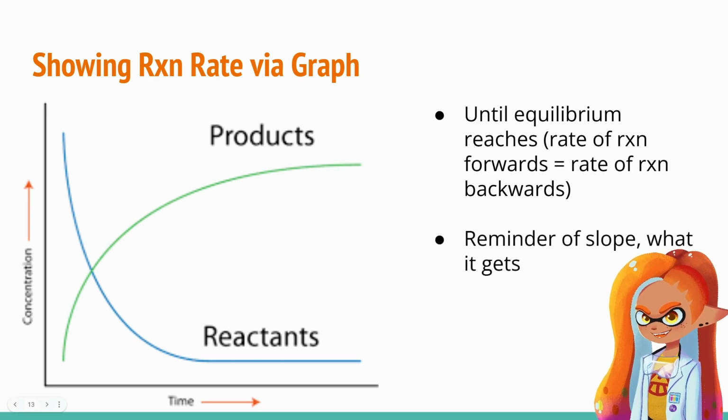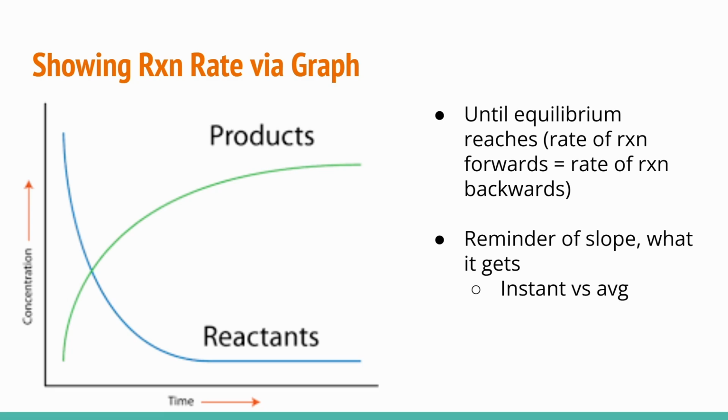Now, reminder about slope, like just in general, right? So slope is change of y over change of x. So for this graph, that would be the change of concentration over the change of time. And so there are two different slopes. You can talk about instant versus average.